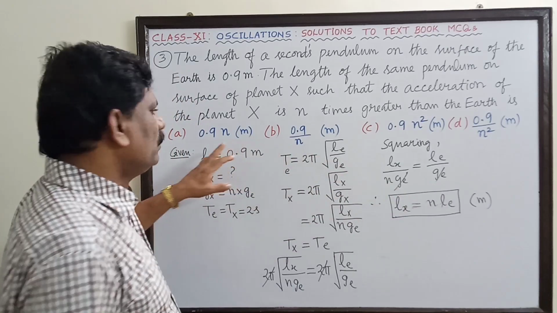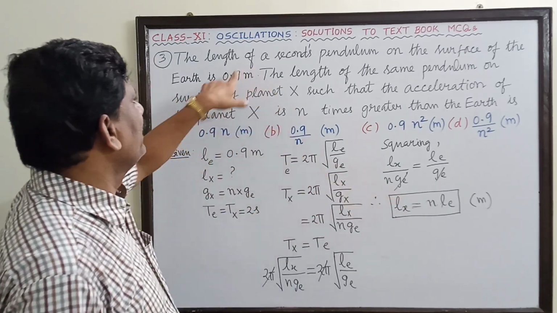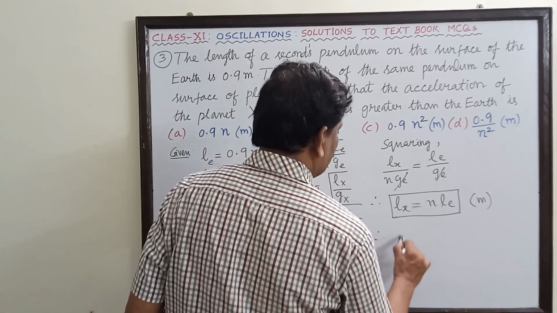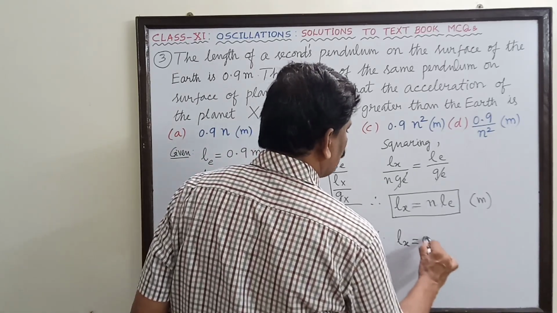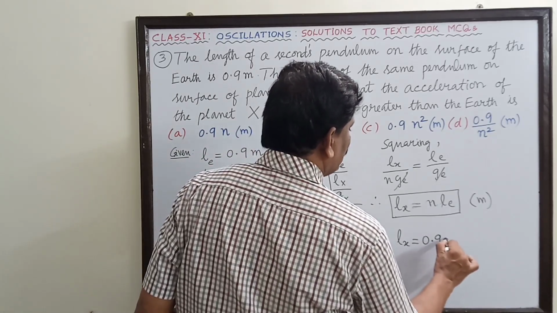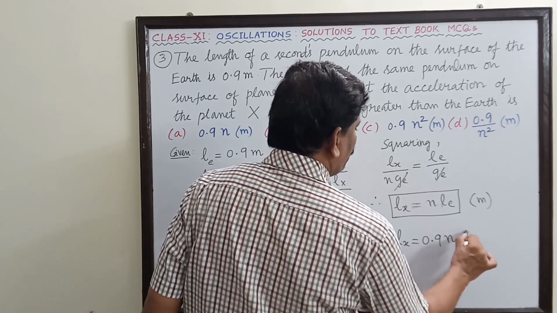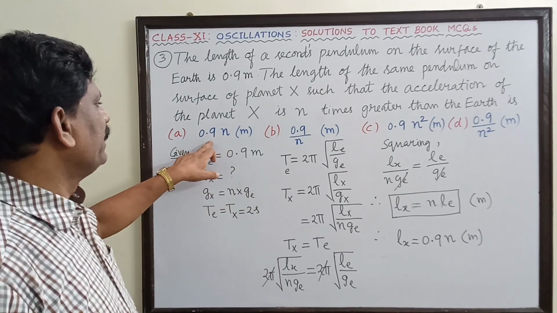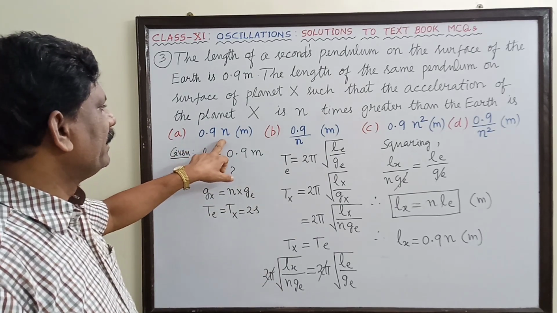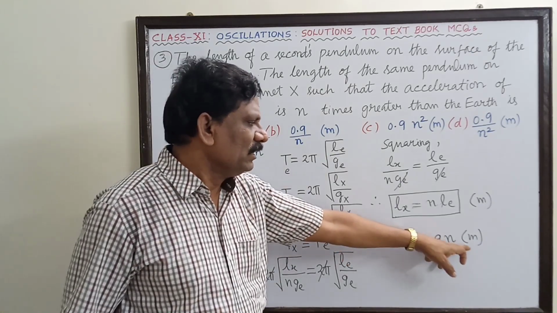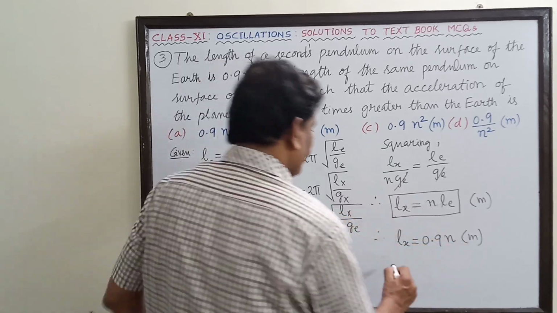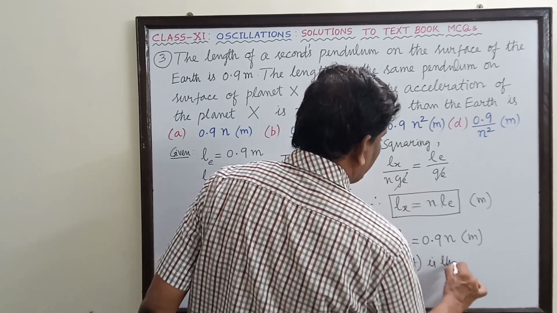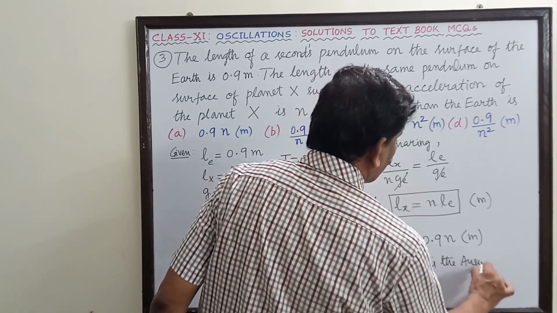The value of length on the earth is given, that is 0.9. Therefore L_x is equal to 0.9 into n meter, that is the unit. So option A itself is 0.9 times n meter. So this is the right answer. Option A is the correct answer.